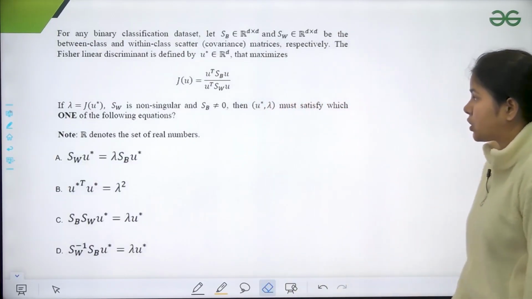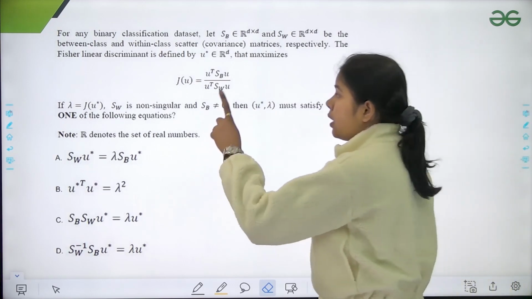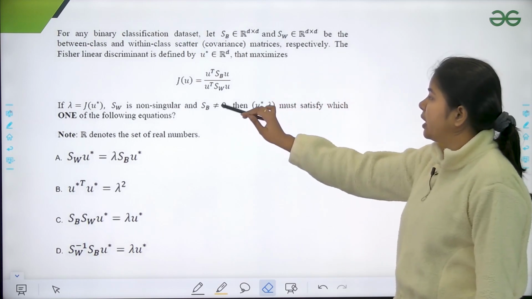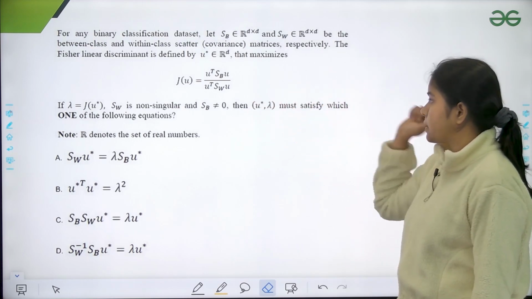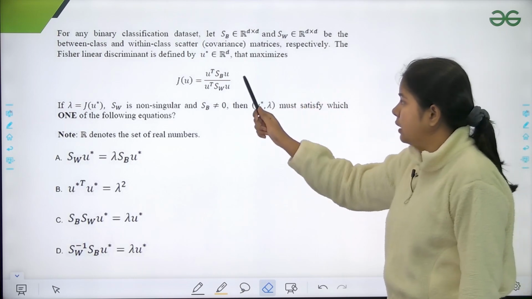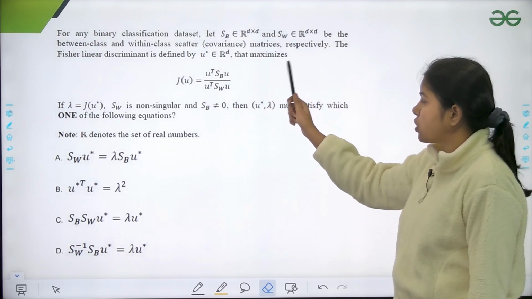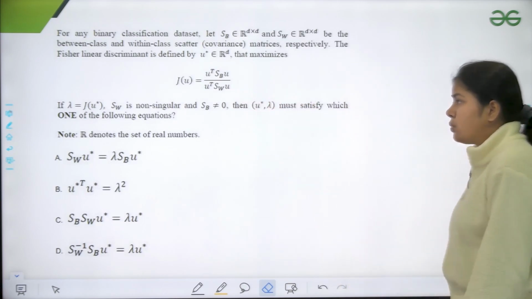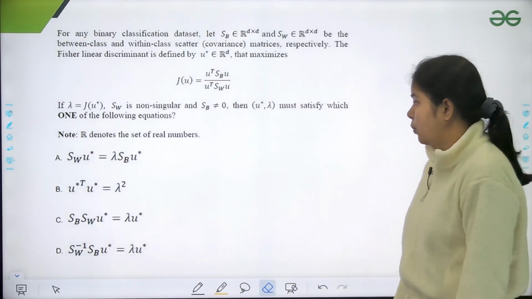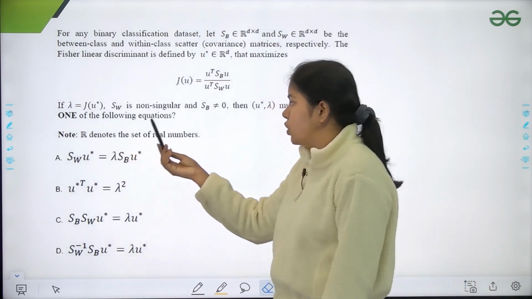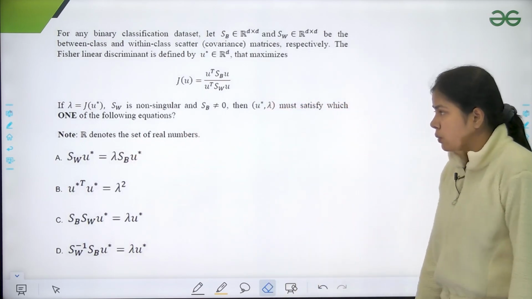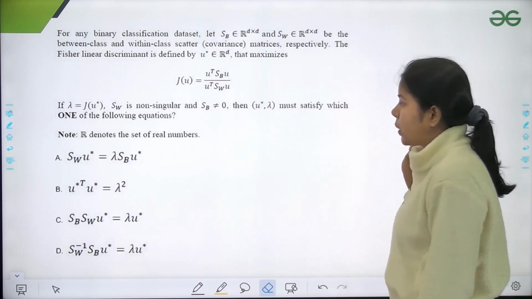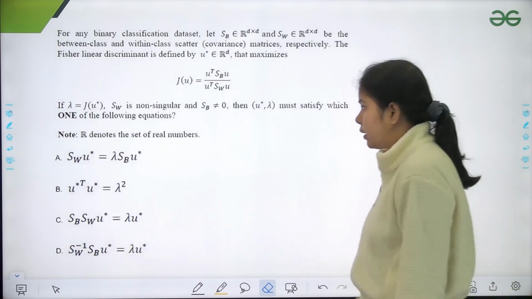Now this is another question based on machine learning. It says that for any binary classification data set, SB and SW be the between class and within class scatter matrices. Okay. The Fisher linear discriminant is defined by U star that maximizes J of U is equal to U transpose SB U upon U transpose SW U. If lambda is equal to J of U star, SW is non-singular and SB is not equal to 0, then U star comma lambda must satisfy which one of the following equations. So we have been given the equations.